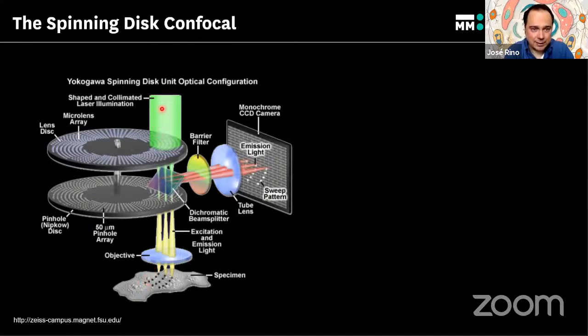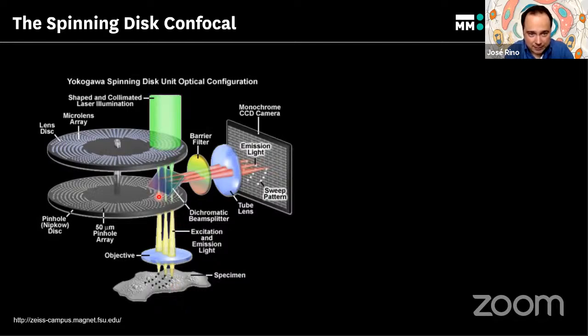The way it works is that you expand your laser light so it shines on the face of a disc. It hits a first disc with an array of micro lenses that will focus the laser light onto the second disc, which is the one that has the pinholes in it. And this one, of course, is placed in a conjugate focal plane as the focal plane of the objective.